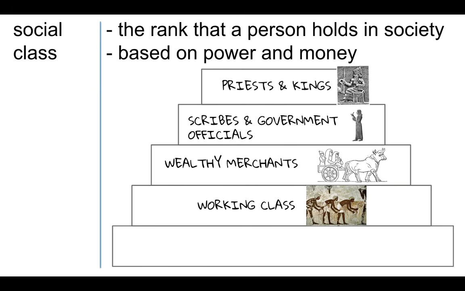Alright, after the wealthy merchants came the working class. These were people who made things for society. These were farmers, craftsmen, people who worked with their hands. They had a good life with enough food to eat, but they didn't have the fancy luxuries like the cloaks and the jewelry like what the merchants had. Please pause your video if you need more time to add working class to your ziggurat.